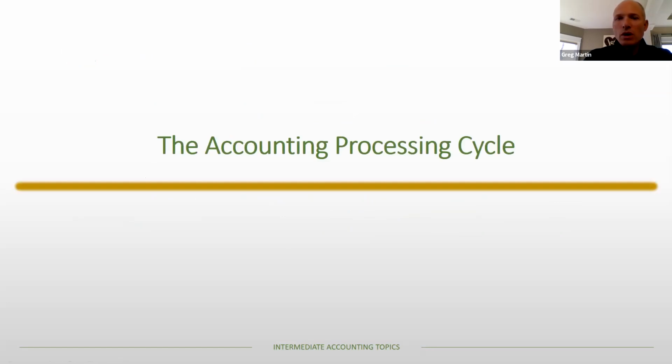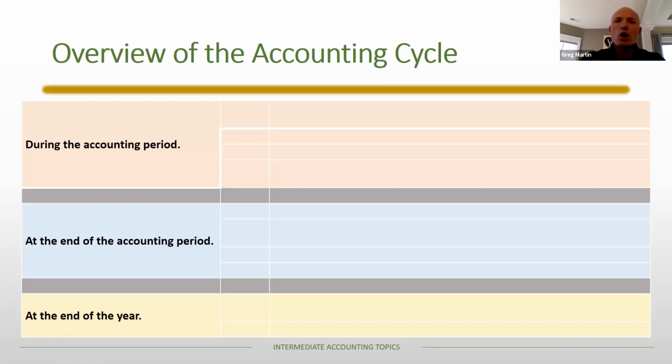Okay. All right. So let's actually walk through the cycle a little bit. We got about 15 minutes left. We might not go the full 15 minutes. We'll see. But the first thing we're going to do is overview the accounting cycle. There are 10 steps in the accounting cycle. And those 10 steps happen at 3 different times.